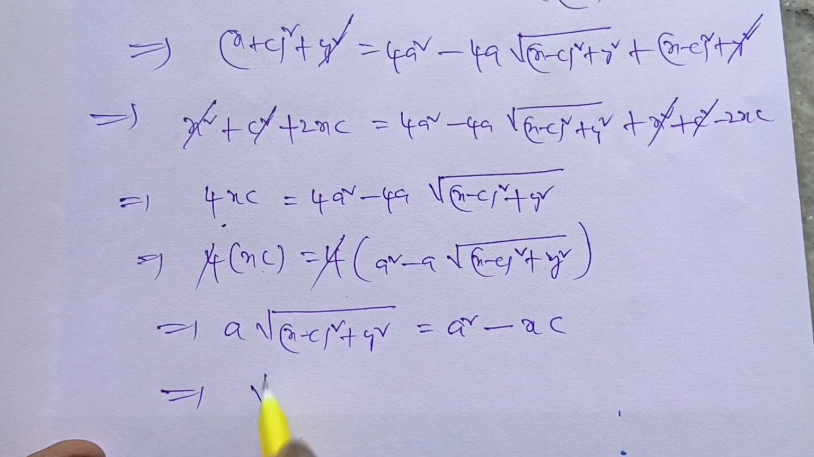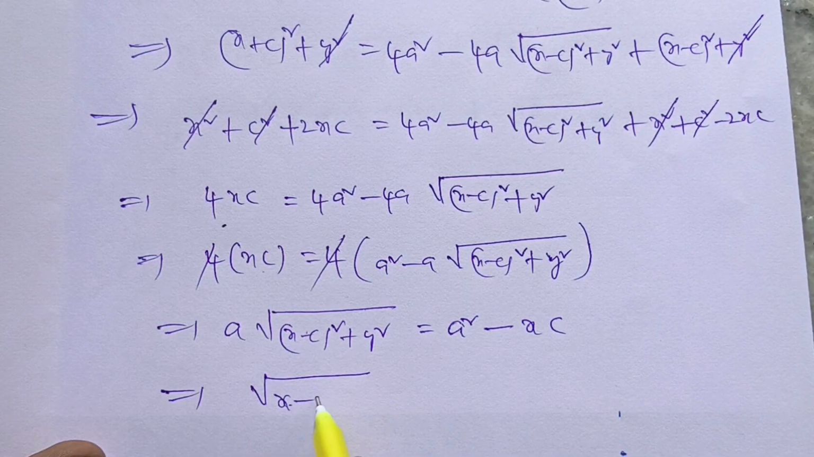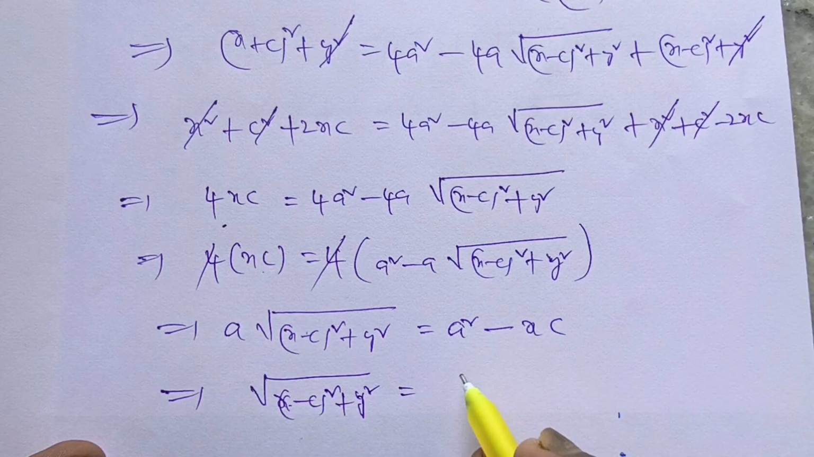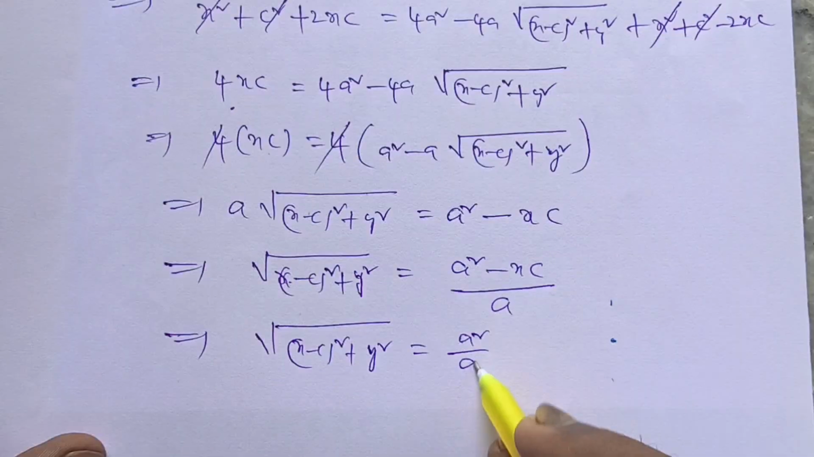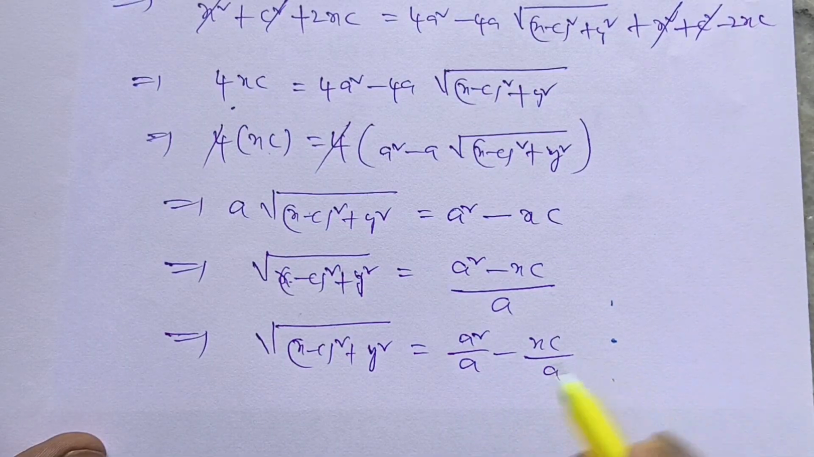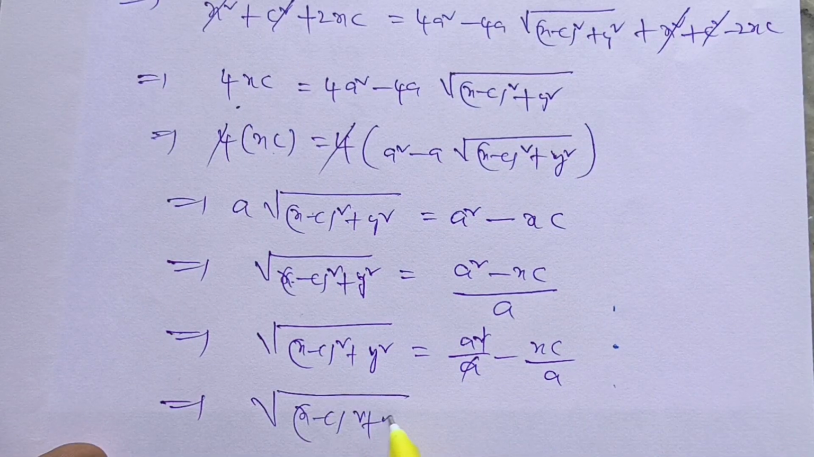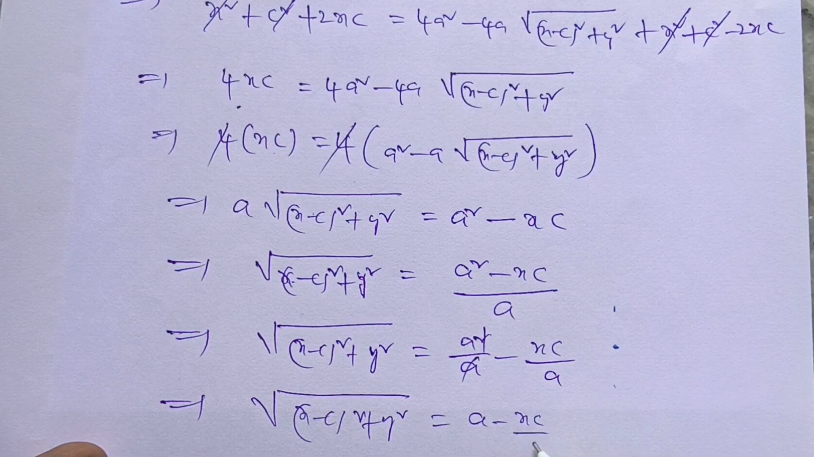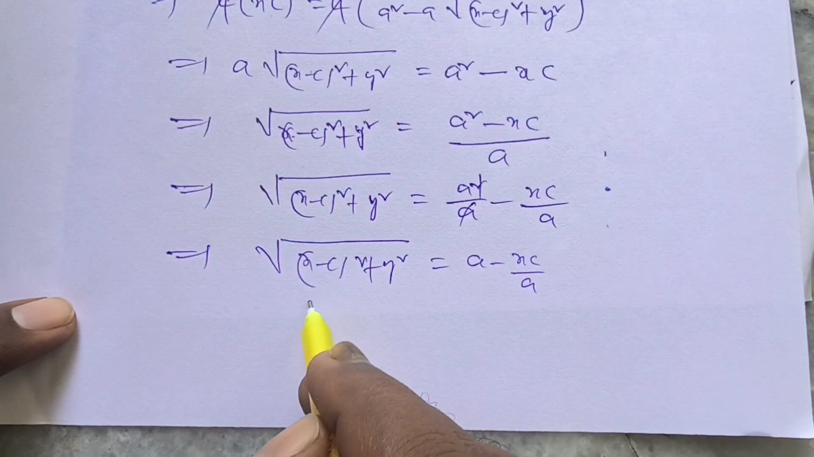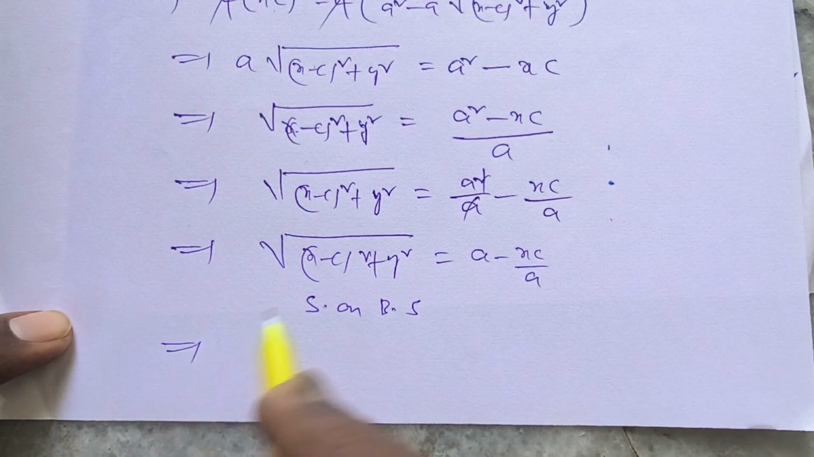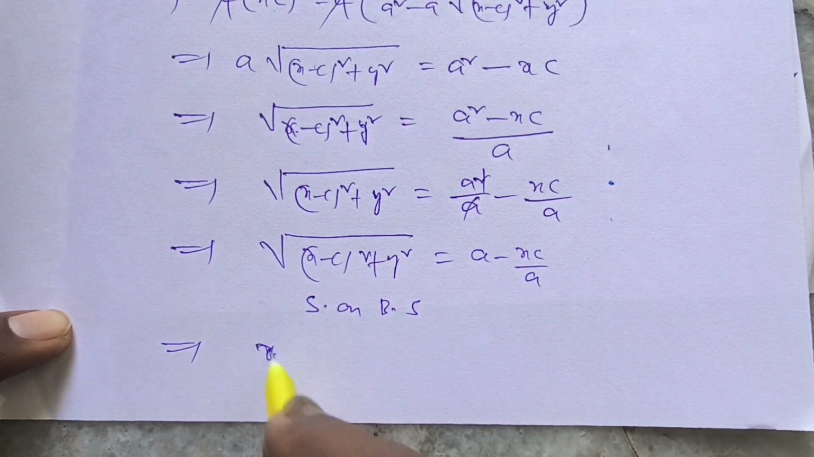Then the remaining part is a times square root of (x minus a) whole square plus y square equals to a square minus xc. Now square root of (x minus a) whole square plus y square equals to, a is taken to the right hand side, now a square minus xc by a. Now the denominator can be split to the numerator like this. Here a square by a, a cancels. The remaining part is a minus xc by a on the right hand side of the equation.